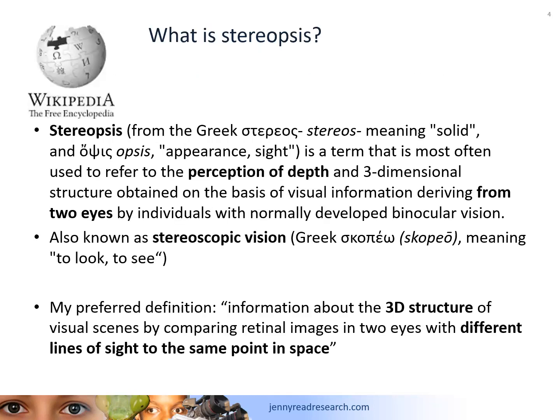Okay, so what is stereopsis? Well, it's a word that in Greek means solid sight, and the Wikipedia definition talks about it meaning the perception of depth and 3D structure. Stereoscopic vision is just a synonym for stereopsis as far as I'm concerned. I prefer, for obvious reasons, given that I'm talking about insects, to avoid things like perception and just go on information about the 3D structure of the world that's obtained with different lines of sight to the same point in space. And it's that last bit that's critical for me in defining stereopsis.